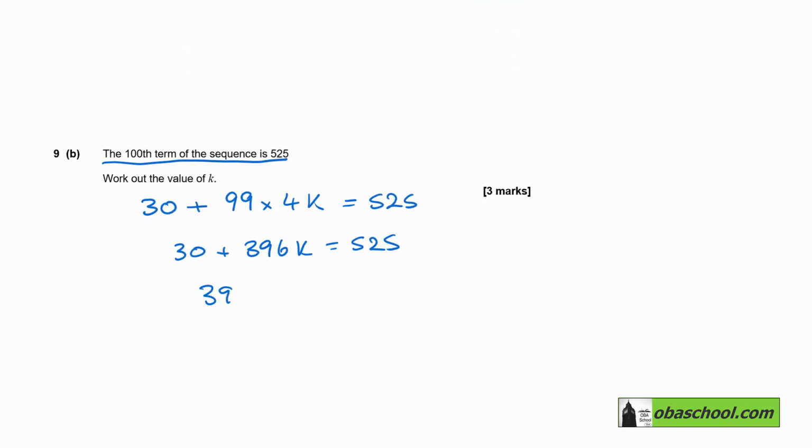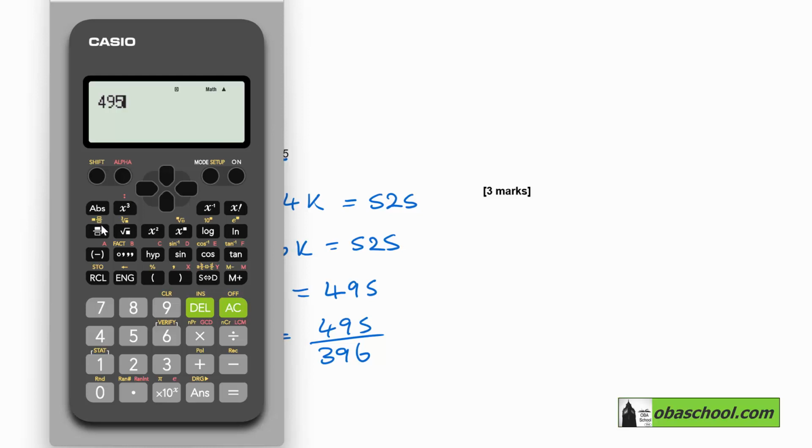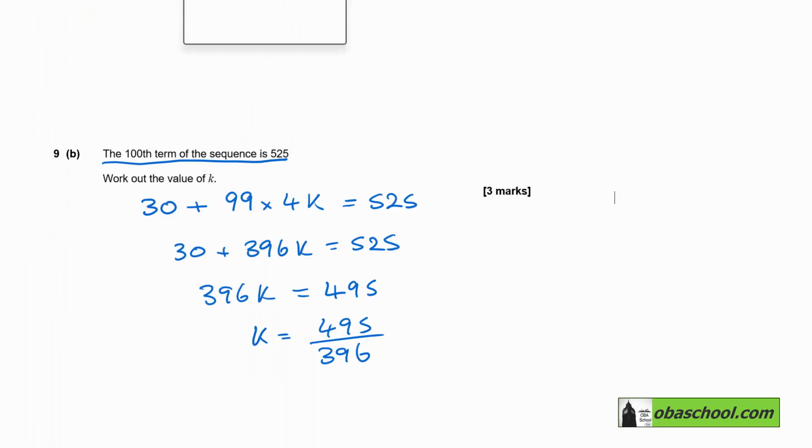So 396k would be 525 take away 30, that's 495. And so k will be 495 divided by 396. So we just need to see if that simplifies at all. So we've got 495 over 396, and that gives us 5 over 4. So k is equal to 5 over 4, or 1.25.